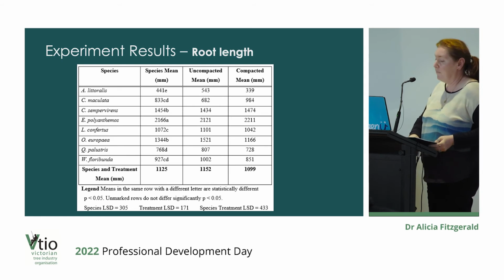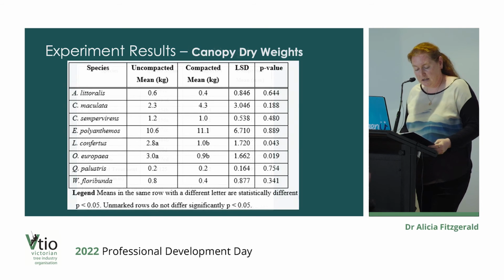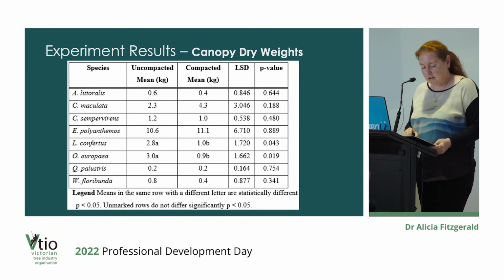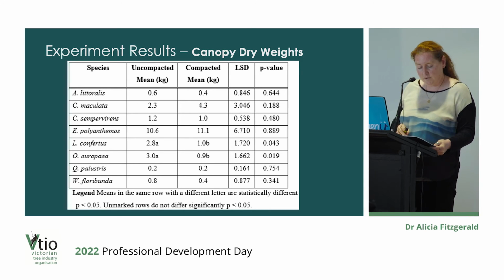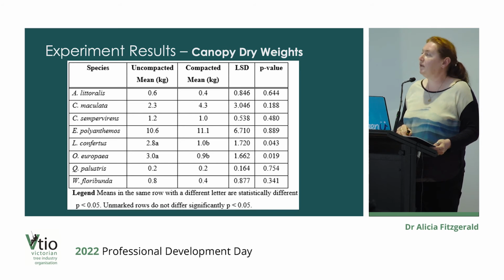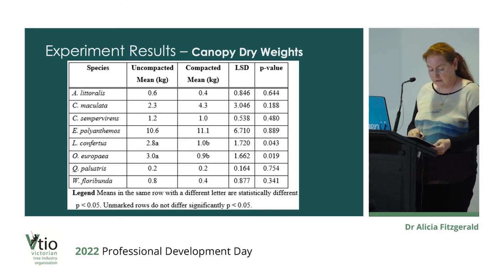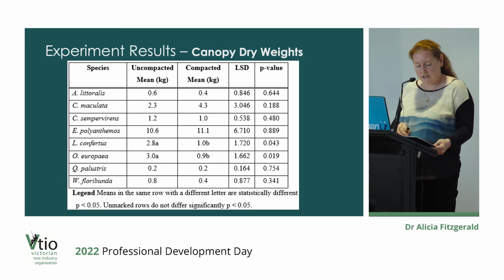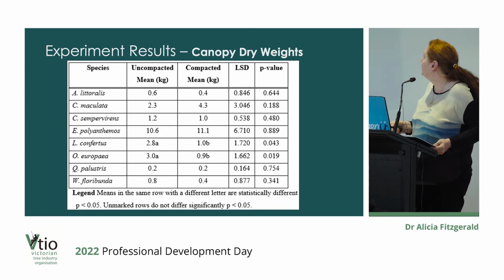So for the dry weights of the canopies, an analysis was done to determine if there was a significant treatment effect within the species, and it's summarised in this table. Only Lophostemon and olive showed a significant treatment effect on canopy dry weight, and in both cases they were significantly higher in uncompacted soil.